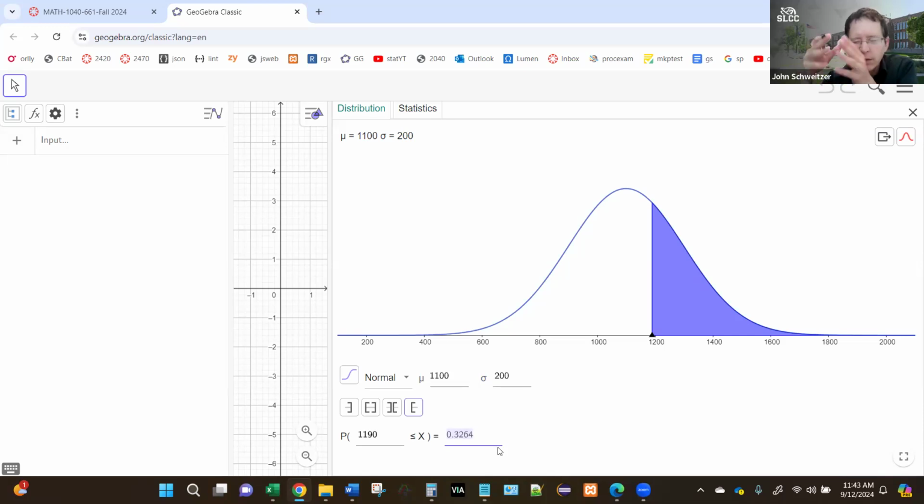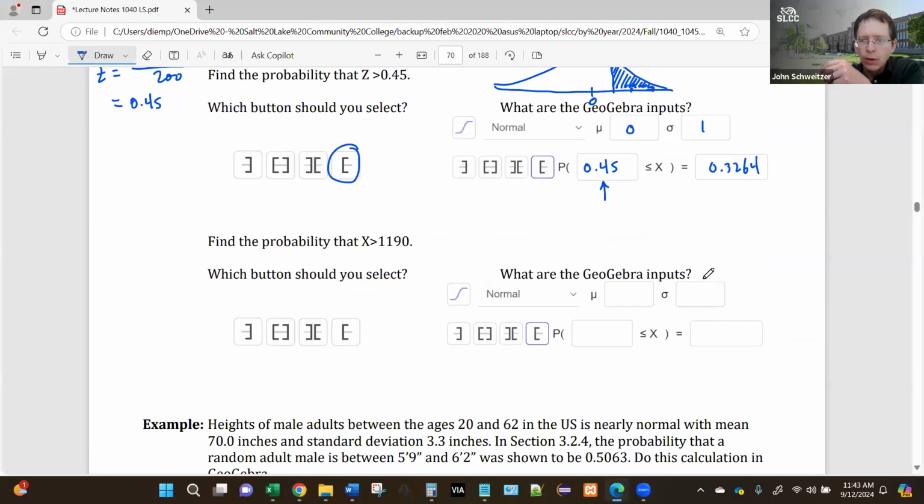Sometimes we need the z-score. The z-score is part of the core theory of stats, so a lot of the formulas are written in terms of z-scores. We never get away from them entirely, but sometimes we can bypass the z-score a little bit, and that's nice. So 0.3264, let's write that down. That's for 1100, 200, and then greater than 1190.